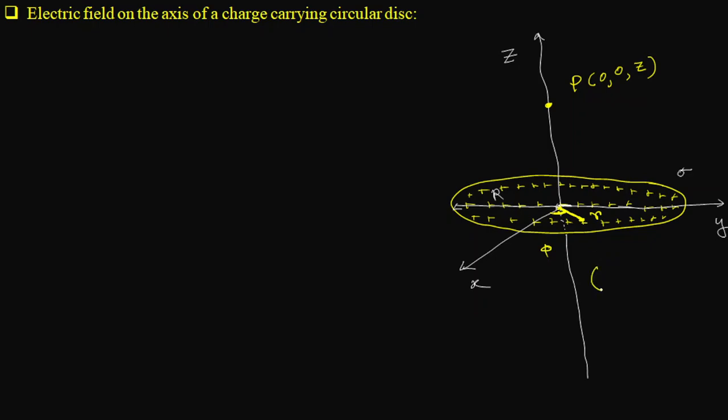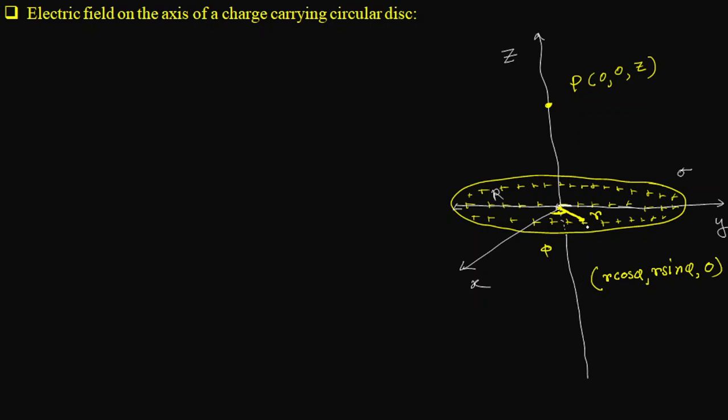how can we write it? We can write x, y, z. What will be the value of x in terms of r and phi? It will be r cos phi. The y coordinate will be r sin phi. And since this disc lies on the xy plane, the z coordinate will be 0.